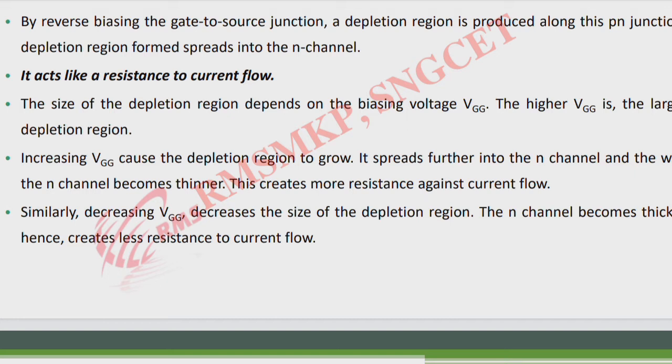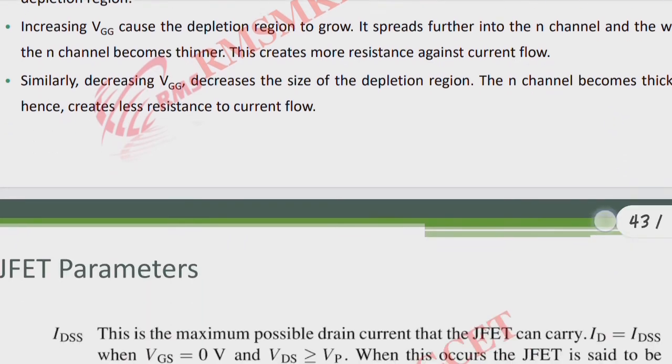Increasing the VGG causes the depletion region to grow. It spreads further into the N channel and the width of the N channel becomes thinner. This creates more resistance against current flow. Similarly, decreasing VGG decreases the size of the depletion region. The N channel becomes thicker and hence creates less resistance to the current flow.